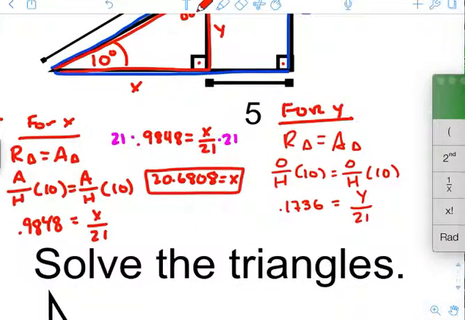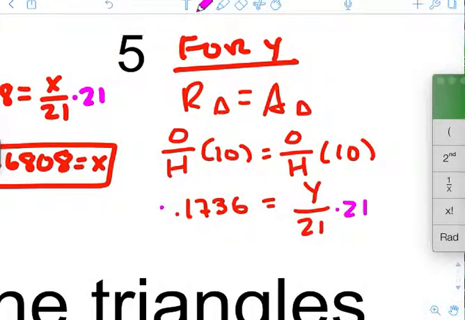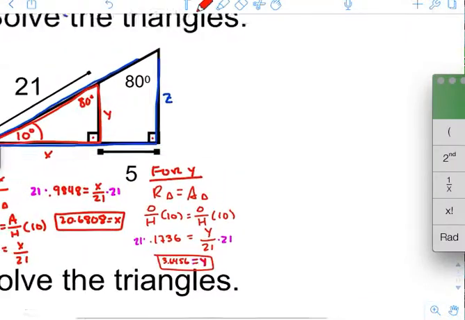Okay. Now as far as solving here, I'll pull the same trick I pulled before. Multiply both sides by 21. So 21 times 0.1736. So y is equal to 3.6456. Okay, so I have x, I have y.